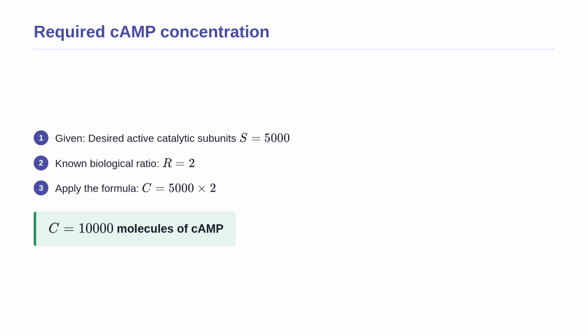We start with our given requirement of 5,000 subunits. We know our biological ratio is 2 cyclic AMP molecules for every 1 catalytic subunit. By multiplying the 5,000 required subunits by our ratio of 2, we find the total requirement. The cell must synthesize exactly 10,000 molecules of cyclic AMP. This demonstrates how tightly regulated the system is, allowing the cell to precisely tune its internal response.